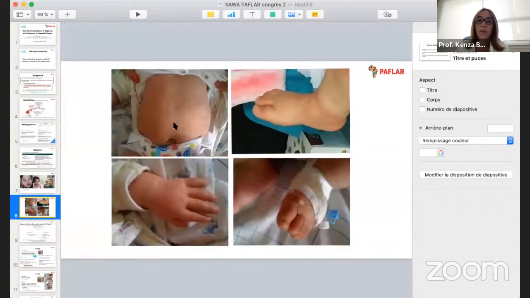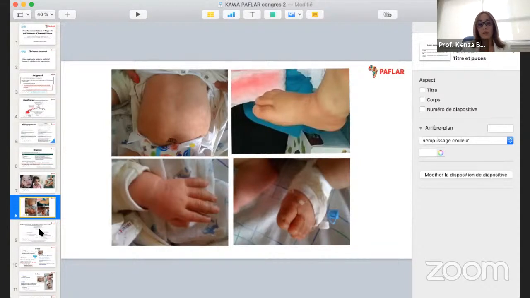Là, on peut constater ce rash qui est morbilliforme au niveau du tronc, et puis ces atteintes des extrémités en phase inflammatoire au niveau du pied, au niveau de la main. Et là, c'est plutôt la phase subaiguë dont on a parlé, qui est une phase desquamative, avec des squames larges en lambeaux et qui démarrent en général au niveau des pulpes.